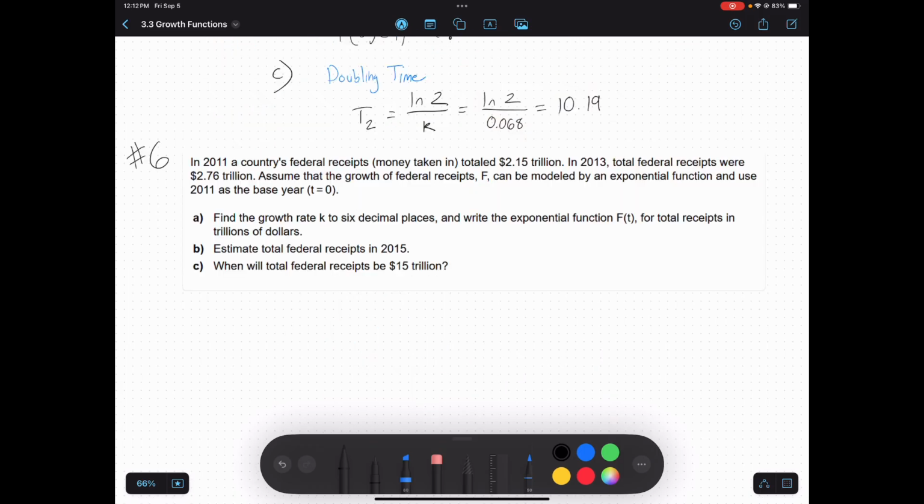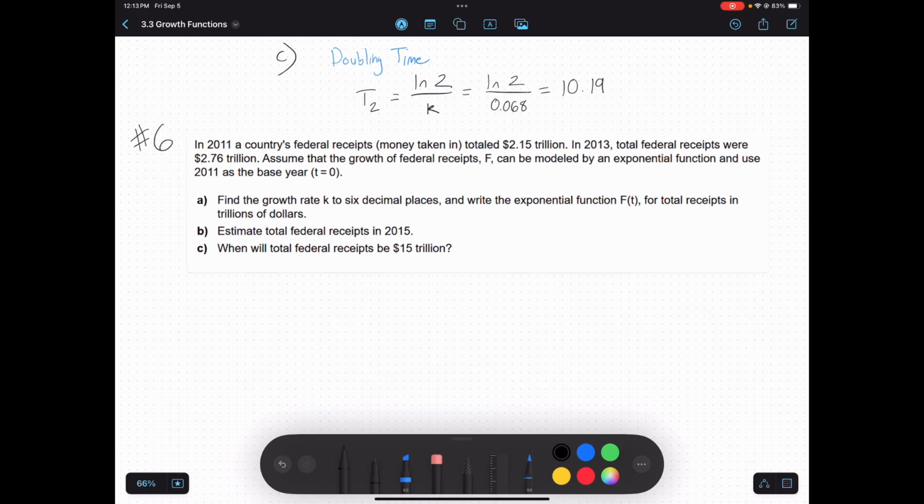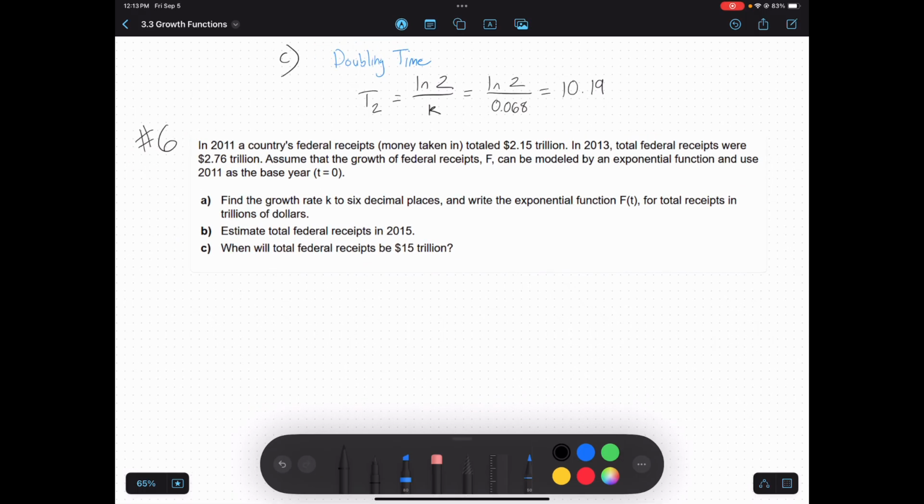Okay, next one. Let's look at number 6. And this one's pretty similar. We're still going to be modeling the equation using an exponential function. Everything here is in terms of trillions. And so just keep that in mind as we work through this. So in 2011, a country's federal receipts totaled 2.15 trillion. So that was in 2011. In 2013, the receipts were 2.76 trillion.